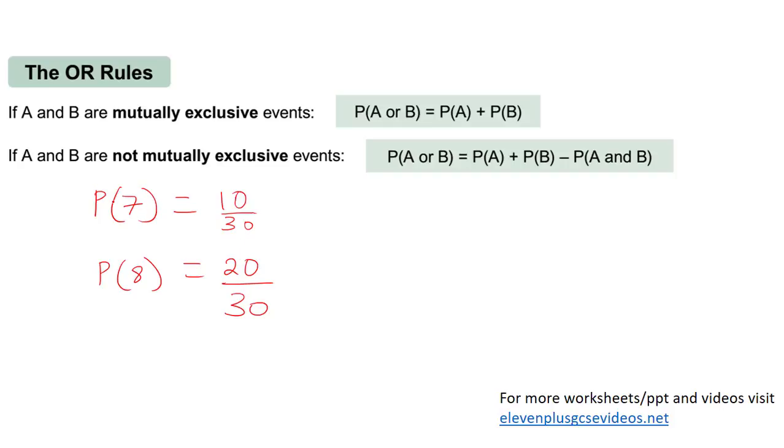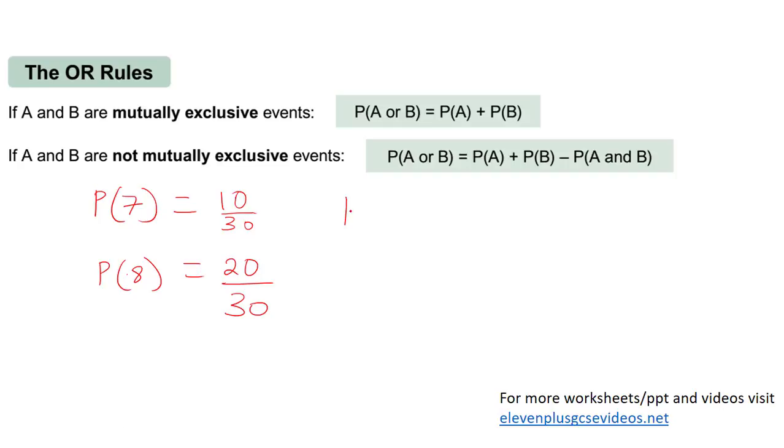So 10 plus 20 is 30. Now, a student cannot be in year 7 and in year 8 at the same time. That's one thing we need to agree on. It means these two chances are mutually exclusive. If one happens, the other one can't. You are either in year 7 or in year 8, not at the same time.